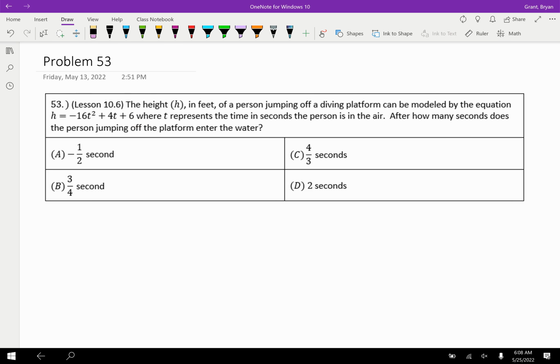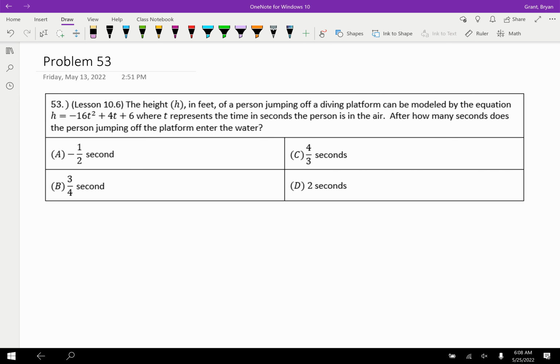So let's go ahead and read through this. The height h in feet of a person jumping off a diving board can be modeled by the equation h equals negative 16t squared plus 4t plus 6, where t represents the time in seconds the person is in the air. After how many seconds does the person jumping off the platform enter the water?